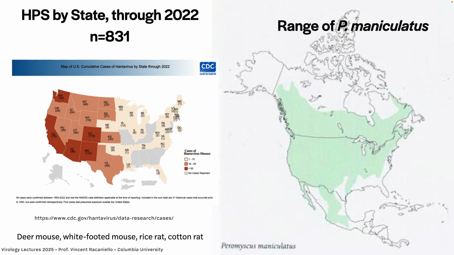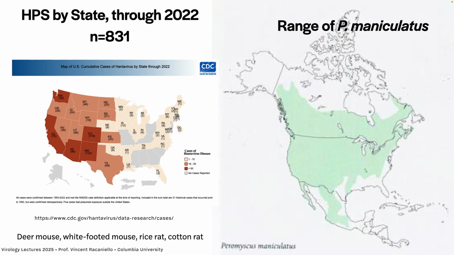Well, first, let me show you the distribution in the US. So there have been 831 cases of Hantavirus pulmonary syndrome from the 90s through 2022. And those are the states where you mostly see this. So the Western states, you mostly see them. And you see a few here.